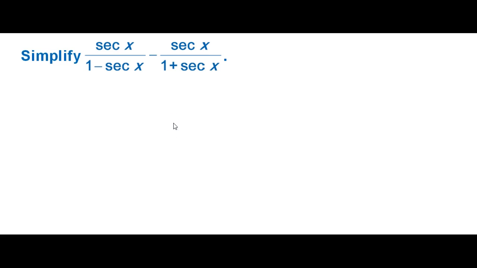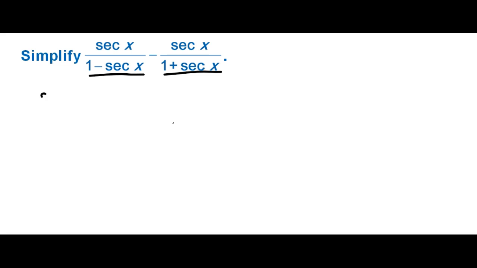So let's now look at an example where we have to combine some fractions with different denominators. So we have one denominator that has 1 minus secant of x, and one that has 1 plus secant of x. So I'll have to multiply this term by 1 plus secant of x over 1 plus secant of x, and I'll have to multiply this term by 1 minus secant of x over 1 minus secant of x.